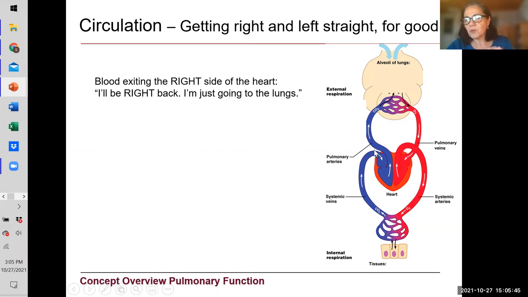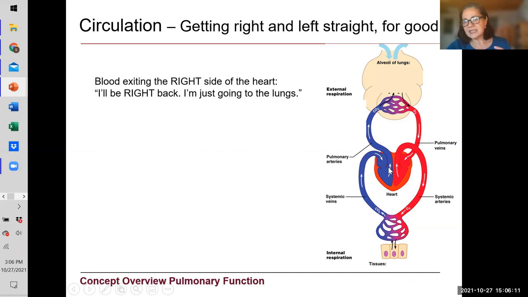And the right side of the heart is the thinner walled side of the heart. And the reason it can be thin walled is because it doesn't have to push really hard. It's just pushing the blood out to the sides, and then that blood's going to be right back. And so that's another way to remember. It's that right side. It's going to be right back. And it doesn't have to push very hard because it's just going out to here and then back.